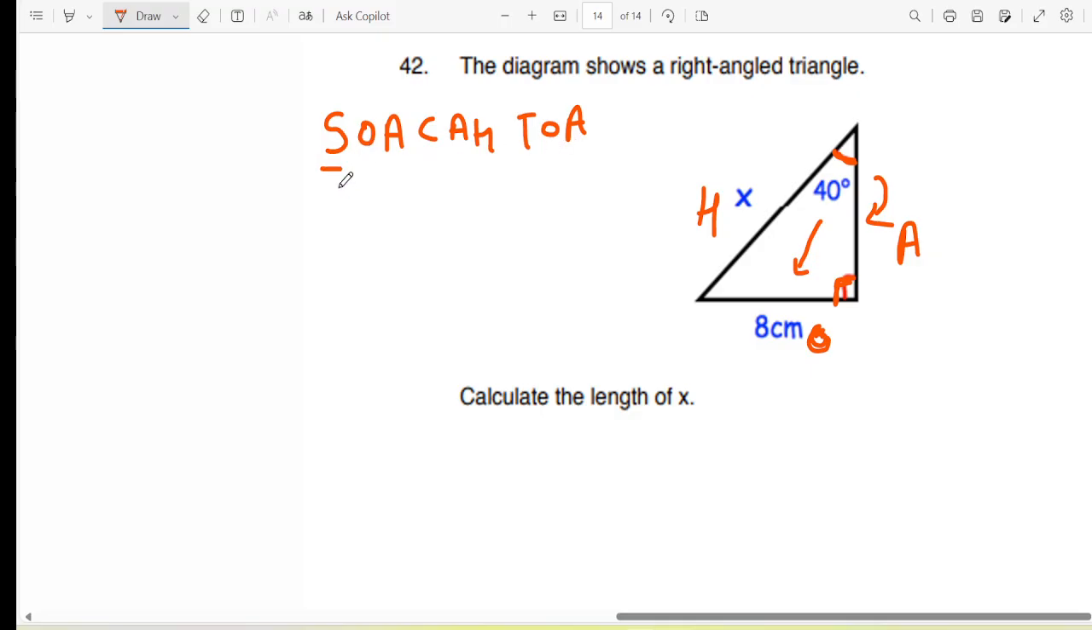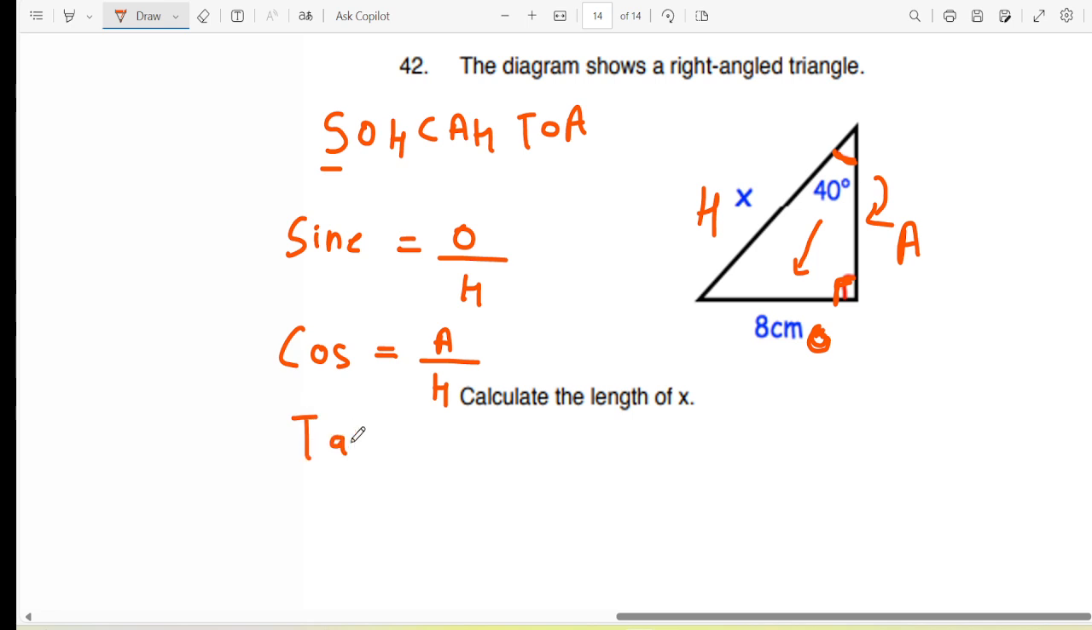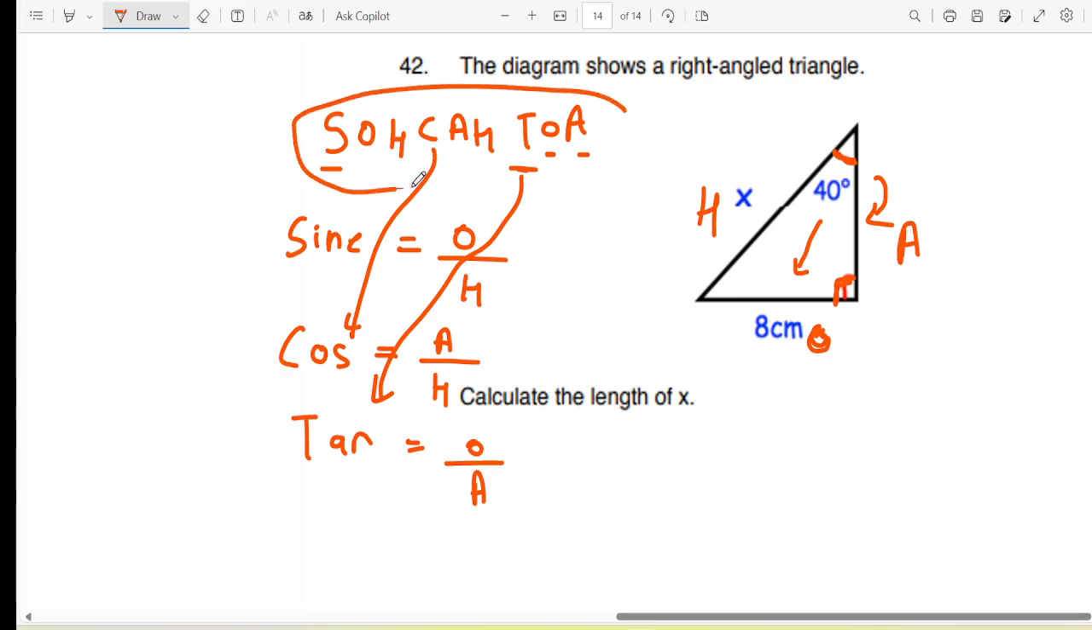S is for sine. For sine, the formula is opposite over hypotenuse. So SOH CAH TOA. For cos, it is adjacent over hypotenuse. For tan, this T is for tan, which is opposite over adjacent. So you can remember these formulas with this trick. So sine is opposite over hypotenuse.